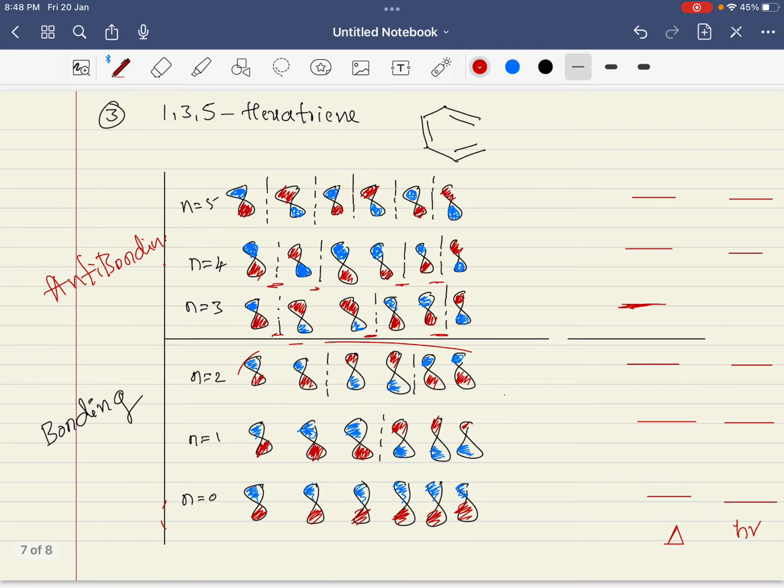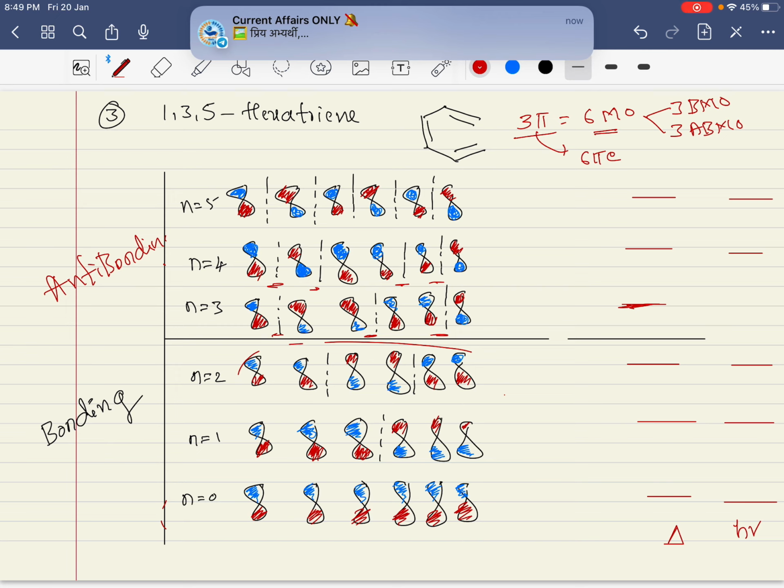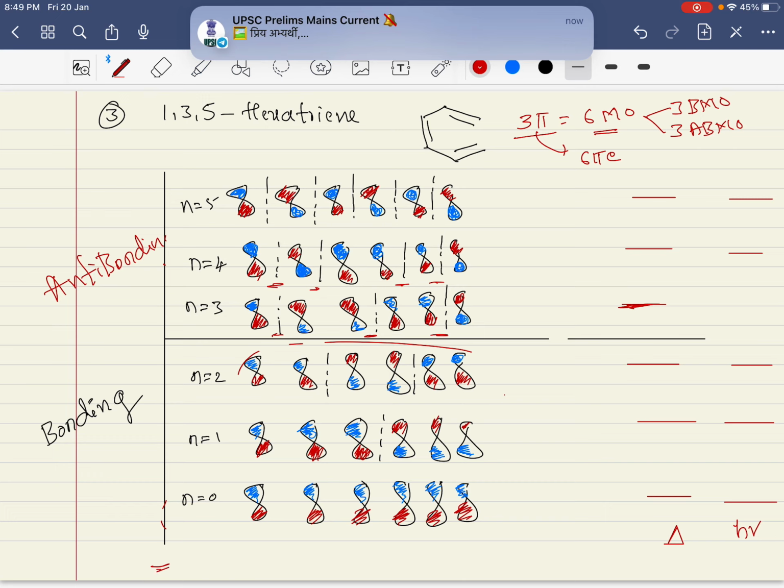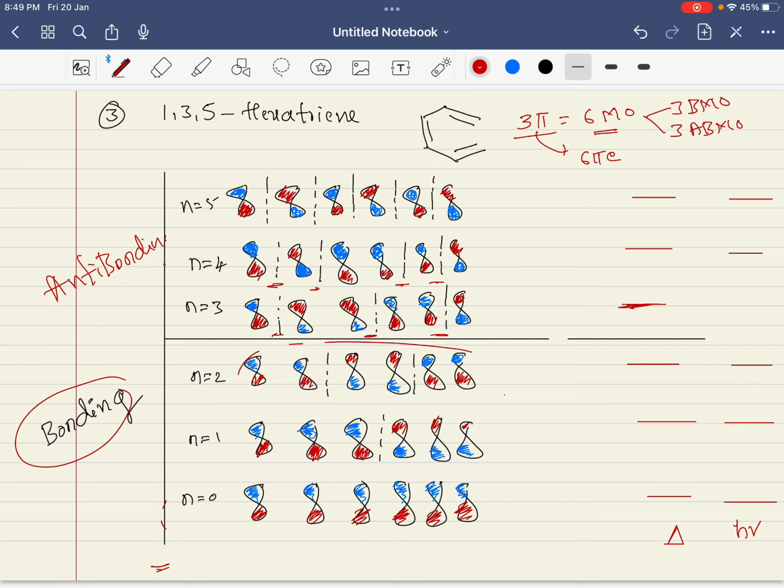Next we shall see the molecular orbital diagram of 1,3,5-hexatriene. Here there are 3 pi bonds. 3 pi bonds means 6 molecular orbitals. 6 molecular orbitals means 3 bonding molecular orbitals and 3 anti-bonding molecular orbitals. You also know that 3 pi bonds means 6 pi electrons. When we put this entire information in the form of a diagram, we get this molecular orbital diagram. Here the first 3 are bonding and the next 3 are anti-bonding.